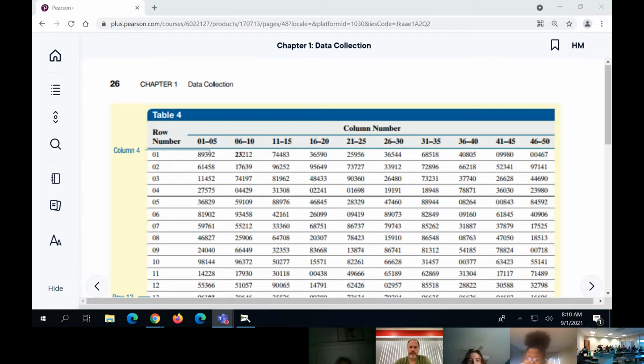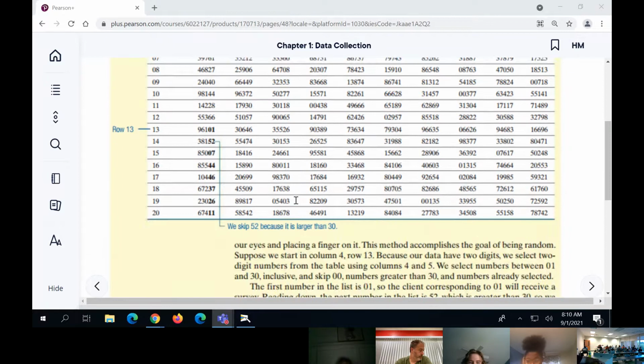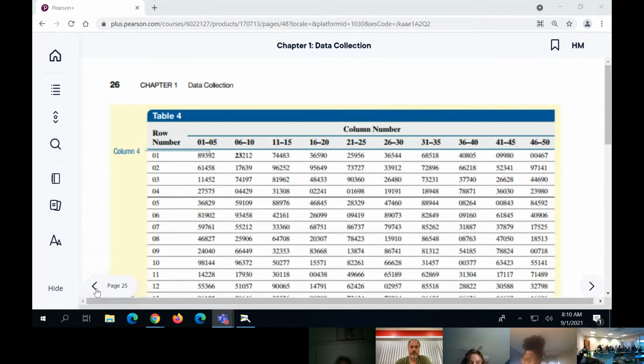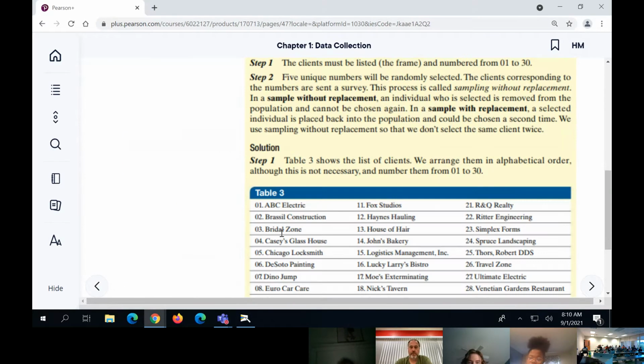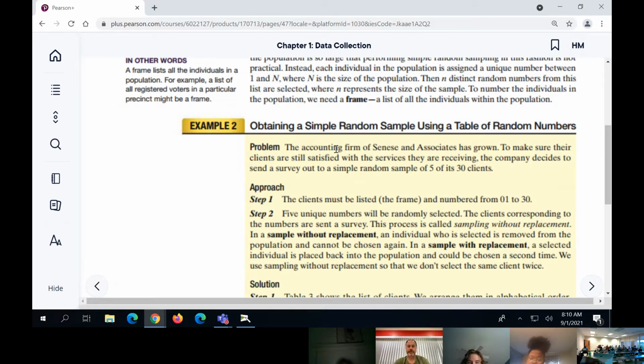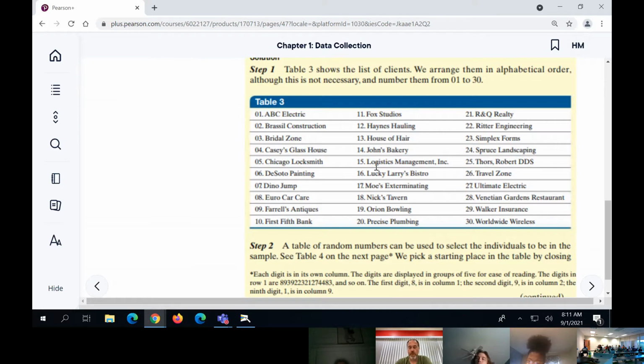Let's say that I want to pick 5 people, and let's see what the question says. Let me see if there's a question before this one. Let's go to the previous page. Here's the question. The company decides to send a survey out to a random sample of 5 of its 30 clients. So how many clients do they have? 30. So what they do is they make a list and they put a name beside each.